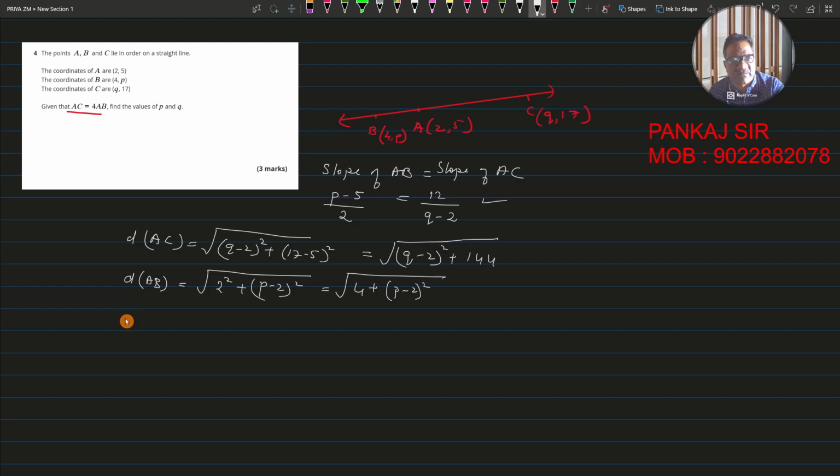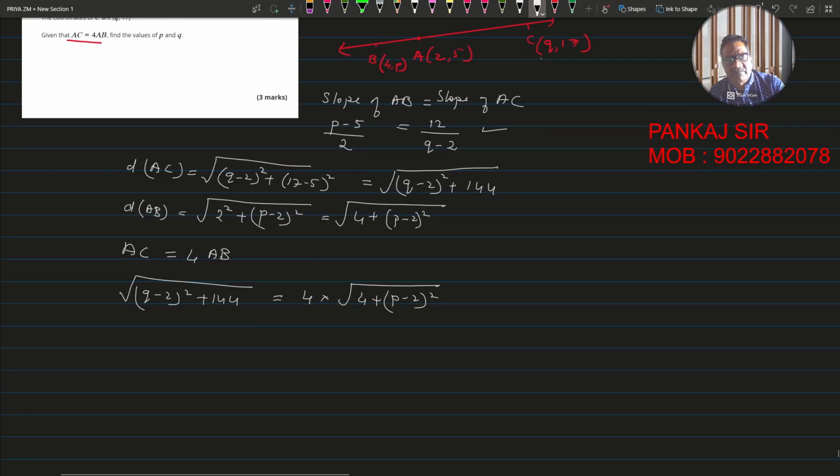The equation now, given that AC is equal to 4 times AB, we can write as the square root of (Q minus 2) the whole square plus 144 should be equal to 4 times the square root of AB, which is 4 plus (P minus 2) the whole square. Right? Now we have used these two pieces of information. Now we are going to solve these two equations somehow to get the values of P and Q.